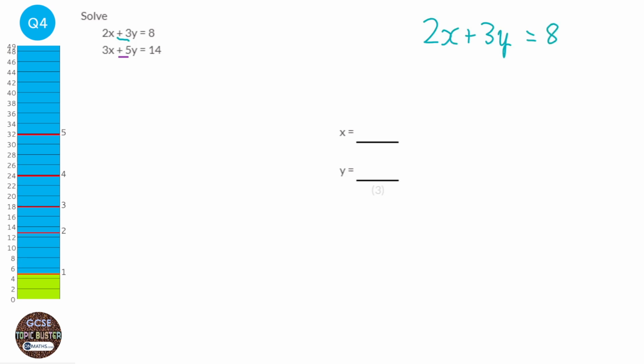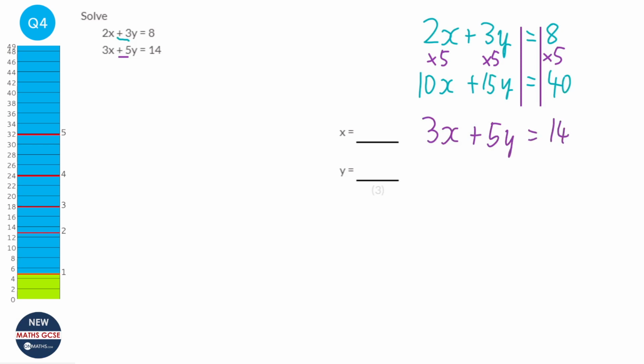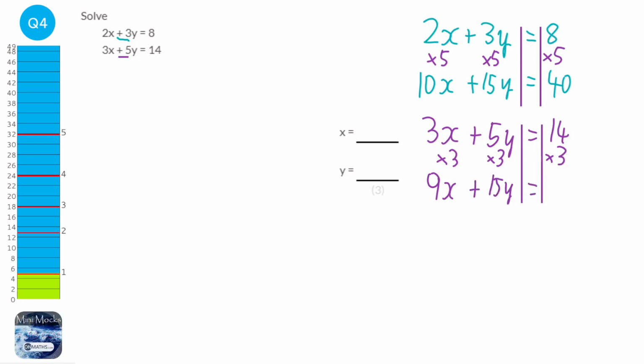And go get my lines in, because I'm going to times everything by 5 to make the coefficient of the y to be 15, because that's what we've decided to do. So we've got 10x plus 15y equals 40. And we're going to do exactly the same thing with the second equation. So we've got 3x plus 5y equals 14. Get our lines in. This time we're going to times everything by 3, because 5 times 3 is 15. So that's going to be 9x plus 15y equals, and then 14 times 3, which is 42.